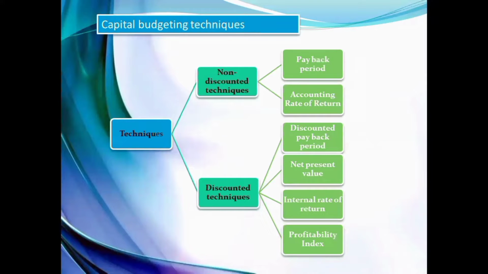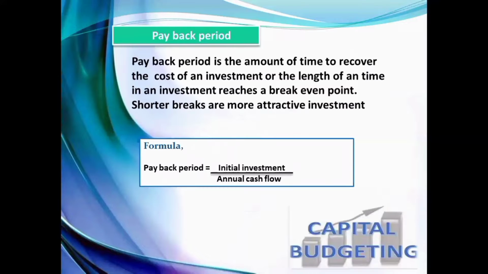Next part is capital budgeting techniques. According to this flow chart, techniques are divided into two main parts. First one is non-discounted techniques. Second one is discounted techniques. Non-discounted techniques are divided into two main parts, payback period and accounting rate of return. Discounted techniques are divided into four main parts: discounted payback period, net present value, internal rate of return and profitability index.